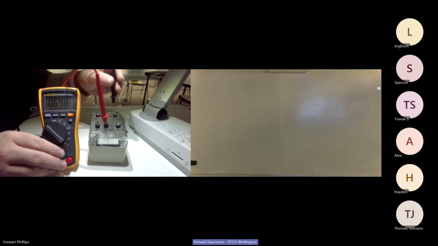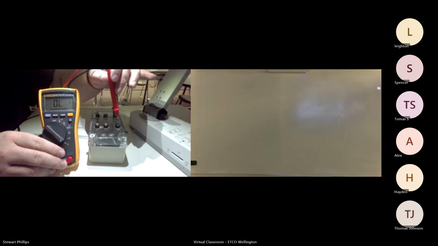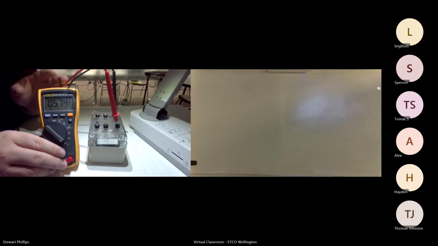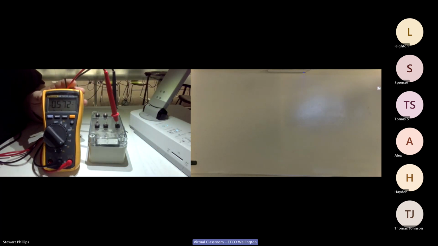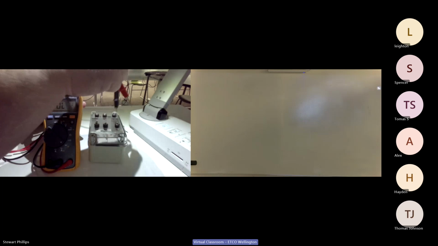So I'm getting about 0.7 of a volt drop. And then I believe the last one is a signal diode. I'm getting a 0.57 volt drop. So that's how we can test the diode. So we can check it in forward bias.